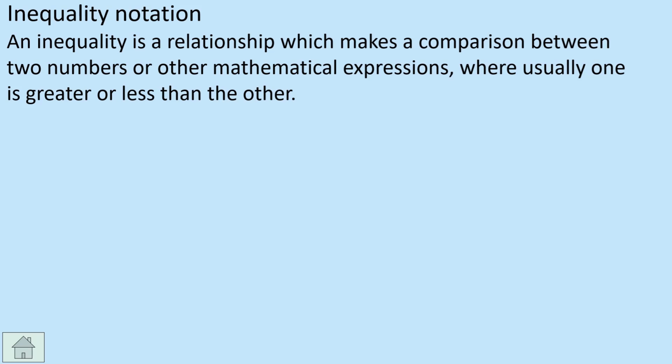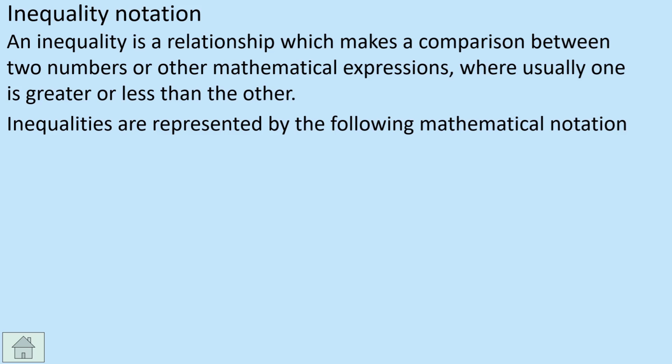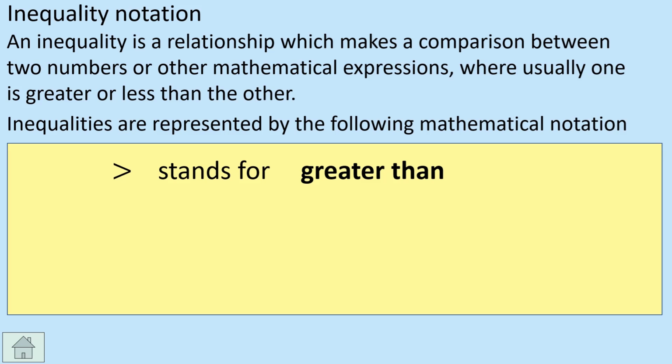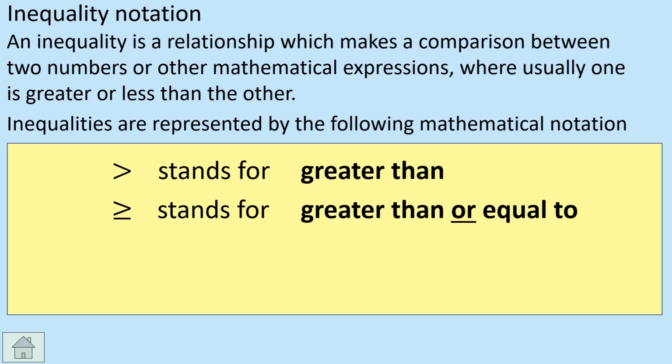It means that effectively one is greater or less than the other, and obviously we use a notation to display that within mathematics. It's represented by the following notation. These are the ones to be familiar with. You have this little arrow symbol, and that stands for greater than. Then you have the little arrow symbol with a little line underneath it. That stands for greater than or equal to.